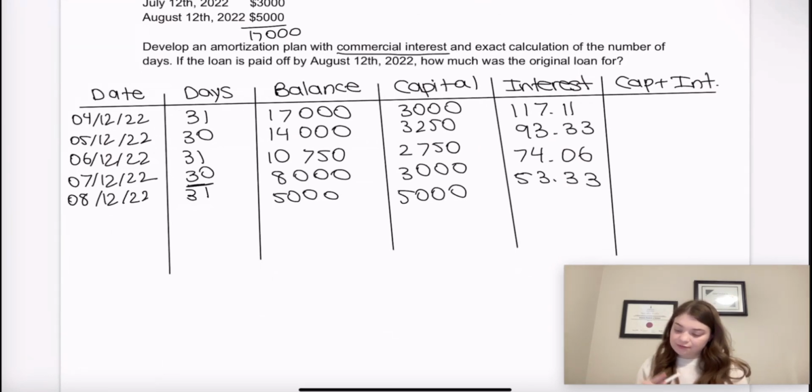And then last but not least, actually I should scroll down here so you can see that. Last but not least, we have $5,000 left on the balance. We're going to multiply that by 8% to get 400, multiply that by 31 and divide by 360, we get $34.44.